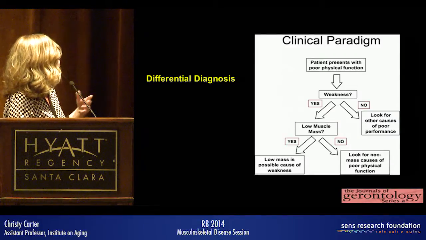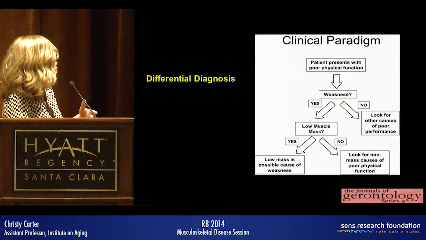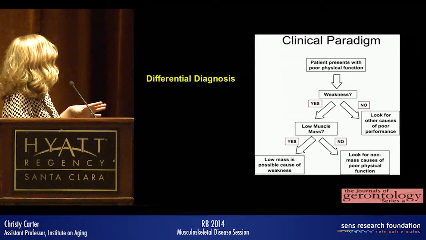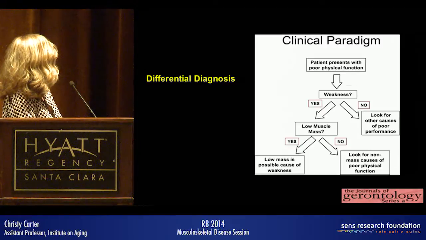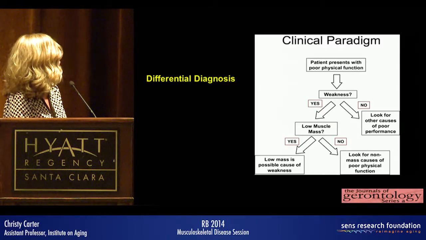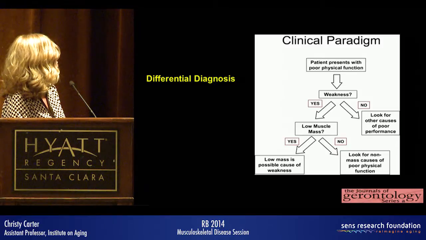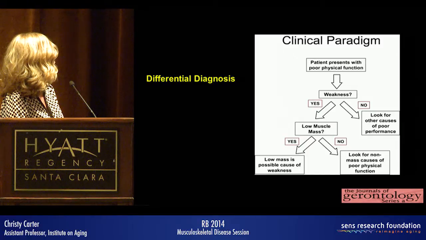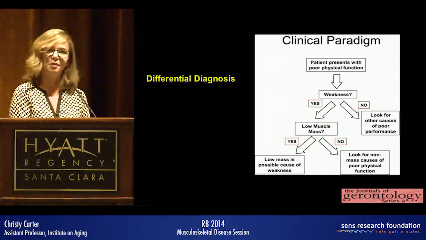So the researchers from the Sarcopenia Consortium then, based on this, came up with an idea. Well, here would be our clinical paradigm for a differential diagnosis based on someone who comes in and presents with poor physical function. Do they have weakness? Yes. Do they have low muscle mass? No. Look for some other cause. Do they have low muscle mass? Yes. Then maybe you have sarcopenia.